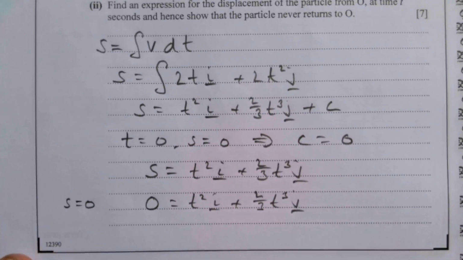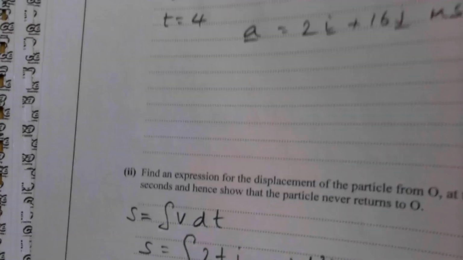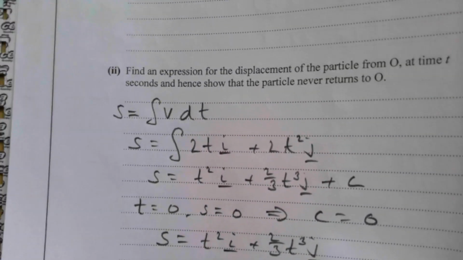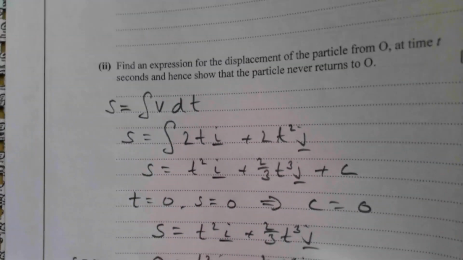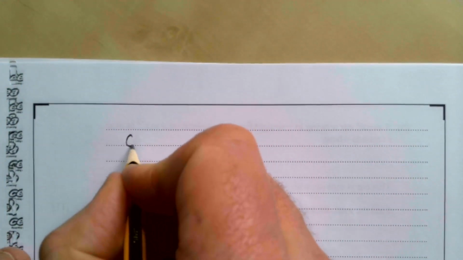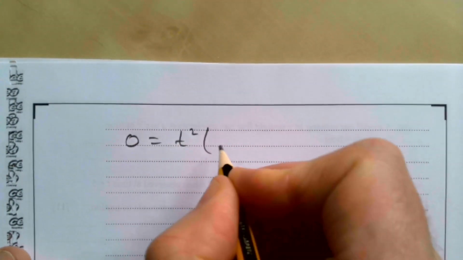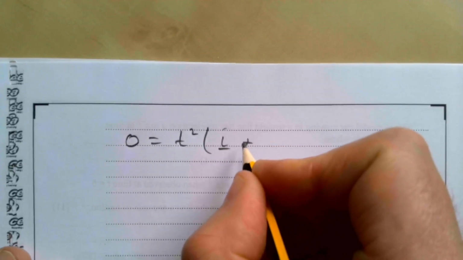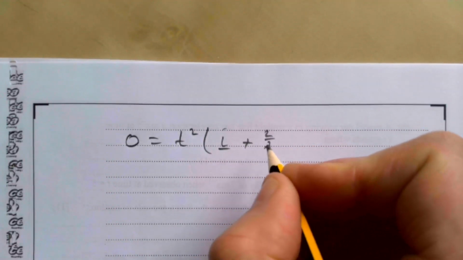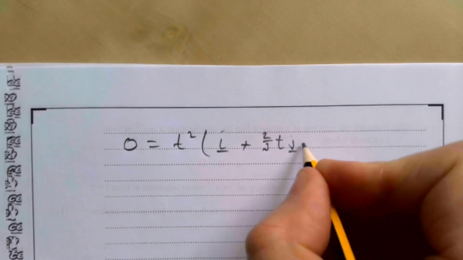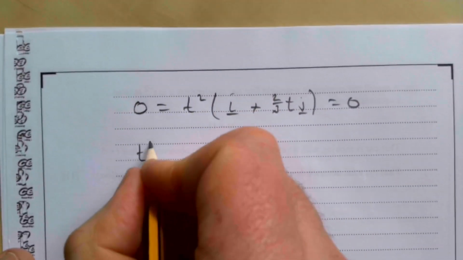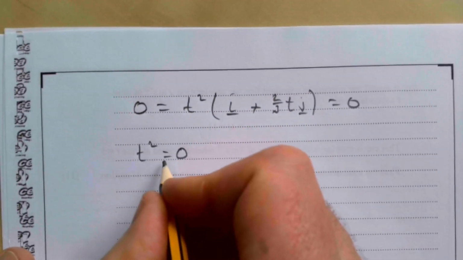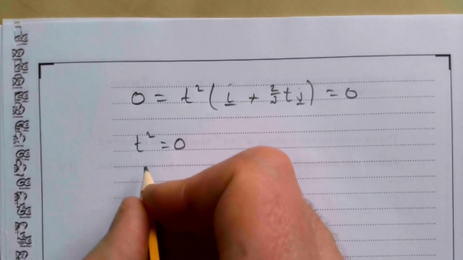If we factorize that out, we do have another page here, so we can move to there. I'm going to rewrite that. It's factorized, so I'm going to take out the t squared. So 0 is t squared, and then i plus 2 thirds tj equals 0. So t squared is 0, that's the first time whenever it's at 0. That's the initial time, so that's the start.